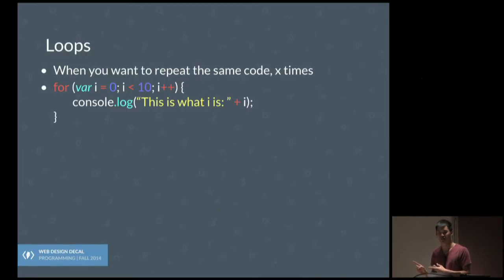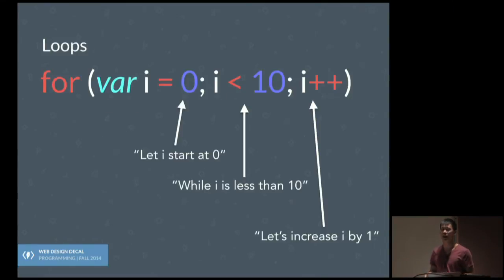Basically, what this one does is that it prints or logs, this is what i is, and then the actual value of i at that point. But just to go over what the actual syntax means, let's zoom in on just what's new about this. So this is a for loop, is what it's called, and basically, this is how they're written.